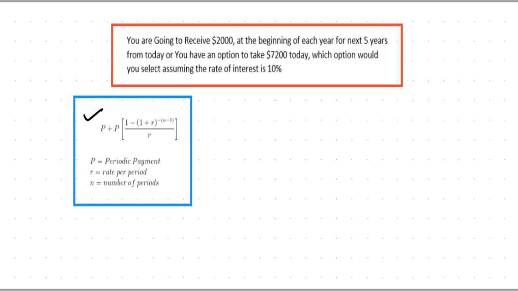So in the given case, P, that is the periodic payment, is $2,000. R, that is the rate per period or rate of interest, is 10%. N, that is the number of periods, is 5.